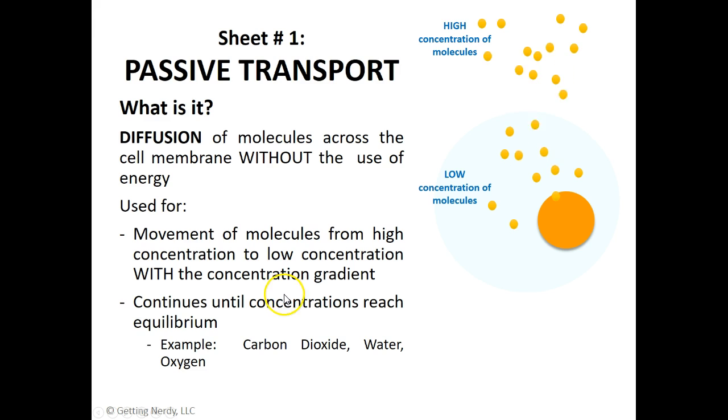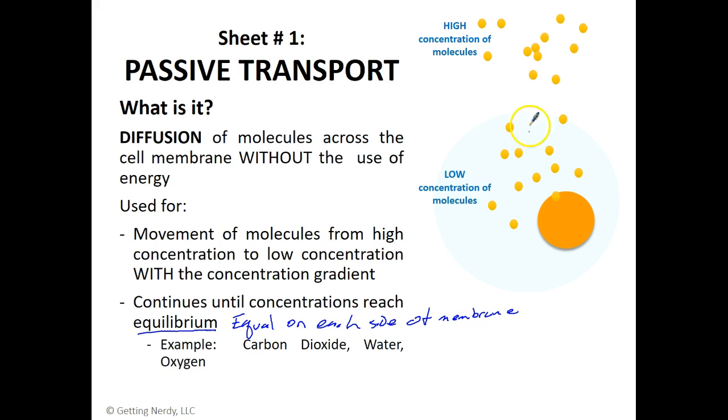This process will continue until all the concentrations of everything reach equilibrium. And that just means that they are equal. So you would see that they were equal on each side of the membrane. So if this is the membrane on the outside, if I have 10 or so things here and I have 10 here, then we've reached equilibrium.